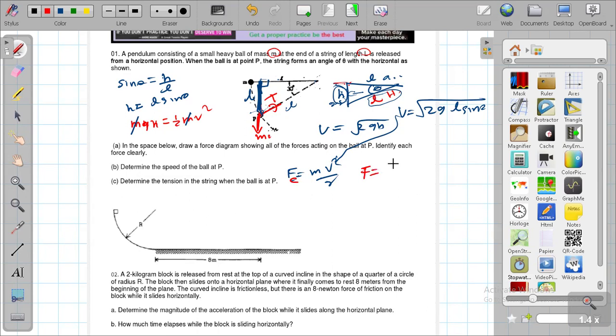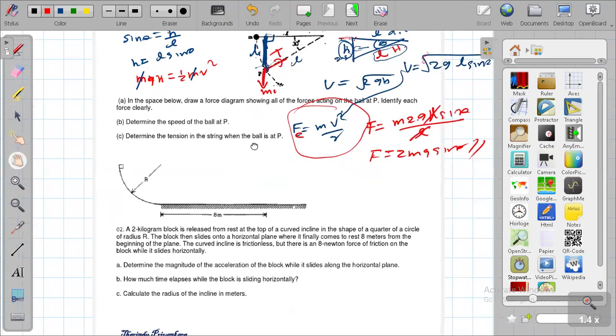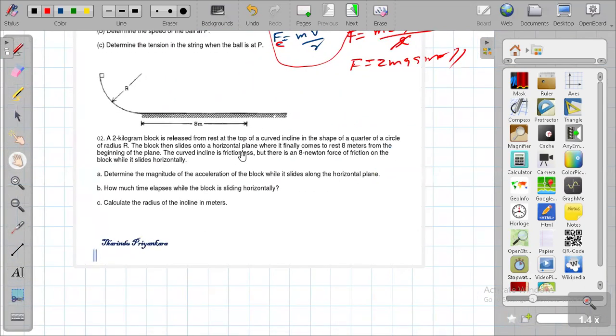But after telling the equation, you can understand V square means the root cancels off 2g L sine theta divided by R, which is also L. L and L cancel off. So F will be 2mg sine theta. We didn't do that part even in regular class or irregular class, whatever the class.